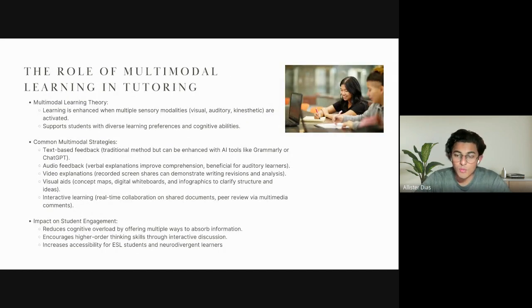So let's understand what role multimodal learning looks like in tutoring itself. So the multimodal learning theory is that learning is enhanced when you have multiple sensory modalities. So think about this like visual, auditory, and kinesthetic tools are activated. This supports students with diverse learning preferences and cognitive abilities.